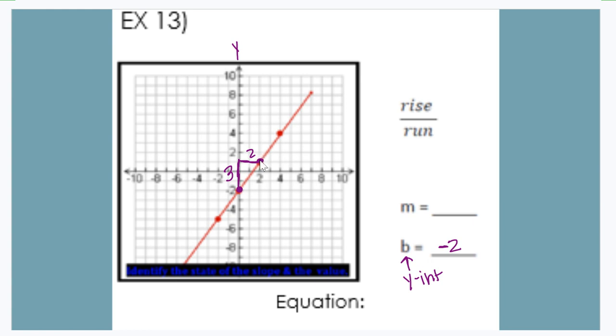Let's try and see if that works. Up 1, 2, 3, right 1, 2. Be sure you're doing this on your paper. So rise 3, run 2. Our slope is 3 over 2.